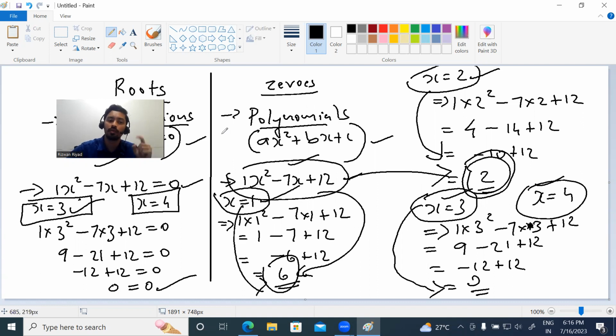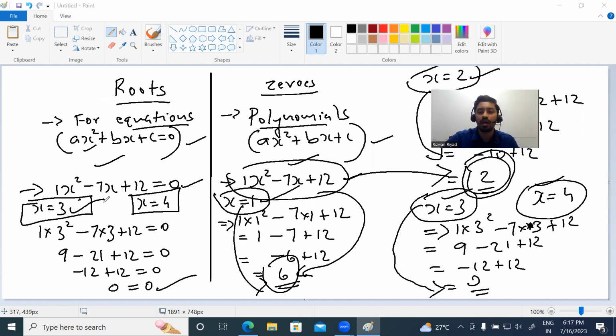But when it comes to roots, you cannot put any value for the variable. Only some values are possible. For example, in this equation, there are only two possible values, x equal to 3 and x equal to 4. x can take only these two values. For other values, you cannot satisfy this equation. You will satisfy this equation only if you put 3 for x and 4 for x. So these two values, 3 and 4, are known as roots of the equation.